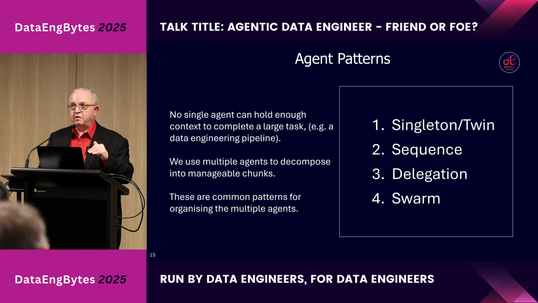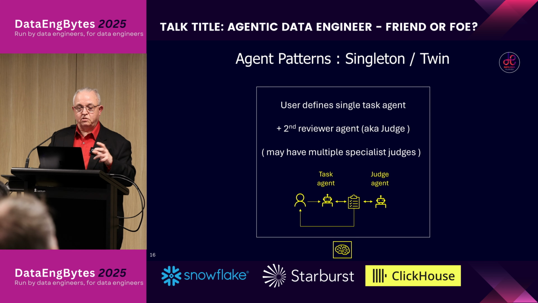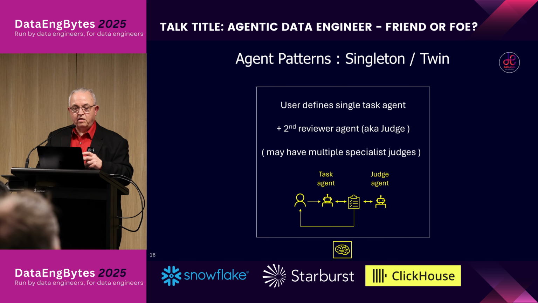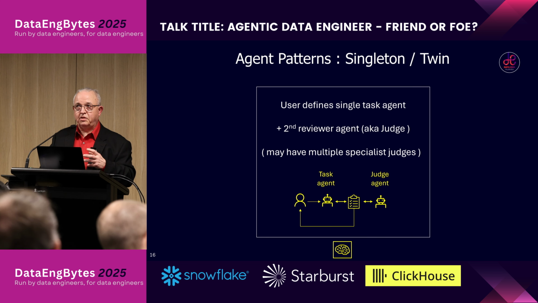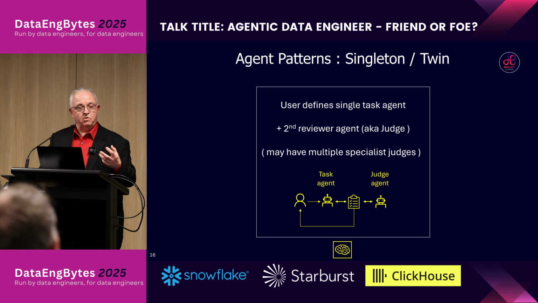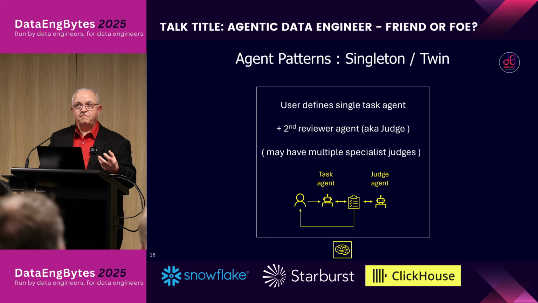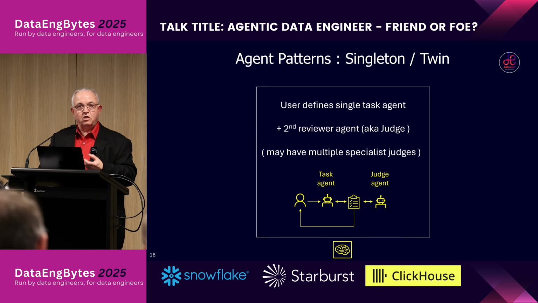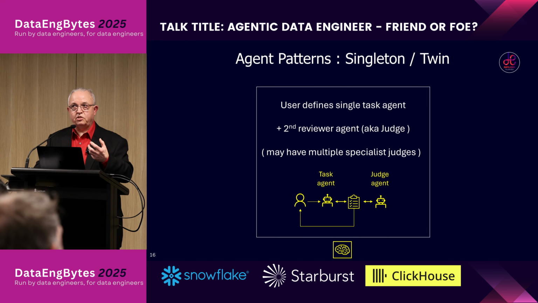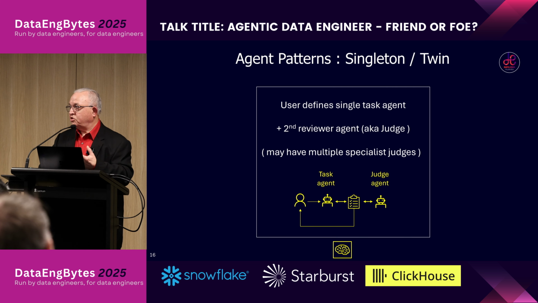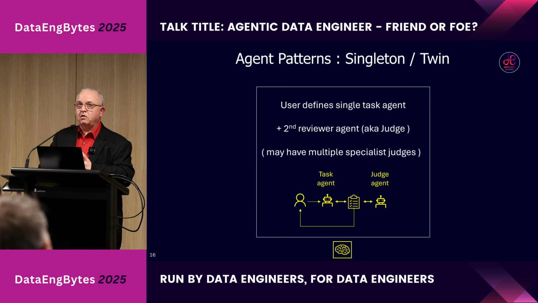So the first pattern, which you'll see, is kind of singleton or twin. Really, you rarely see a single agent. You normally see a twin. That's just a quality thing. And what you're doing is giving it a task, like read some source to target mappings and then interpret those. And you'll always have a second agent which is reading that generated content and judging it in terms of quality. So it's sort of akin to a data quality or assessment function. And that's quite a common pattern.